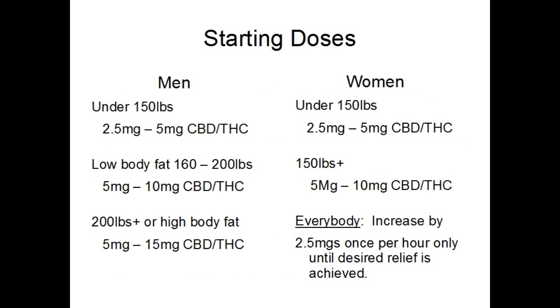For men and women under 150 pounds, we recommend a starting dose of 2.5 to 5 milligrams, and that's for an edible, a capsule, or any other measured dose medicine. For 150 pounds plus, with low body fat, 5 to 10 milligrams, and over 200 pounds or high body fat, 5 to 15 milligrams. For everybody, increase only 2.5 milligrams per hour until the desired result is achieved.